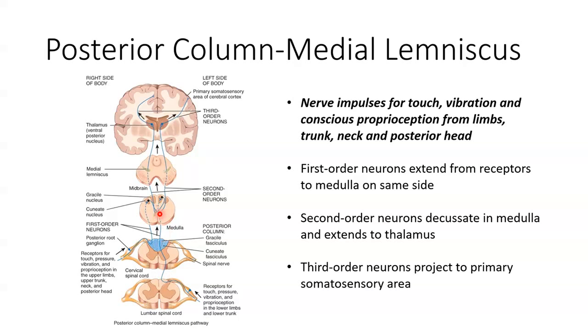These axons form the posterior column. The axons of our second order neurons then cross to the other side of the body. They enter the medial lemniscus and they ascend up to the thalamus. In the thalamus, our second order neuron synapses with our third order neuron, and then it projects all the way up to our primary somatosensory cortex. So we have from receptors to medulla, it decussates in the medulla, ascends up to the thalamus, and then from thalamus to cerebral cortex.